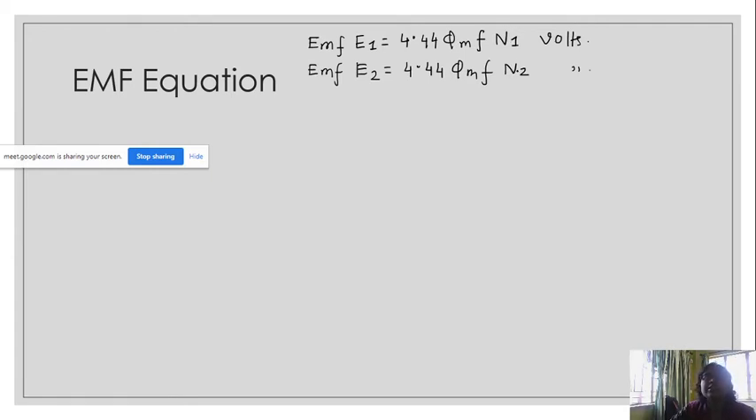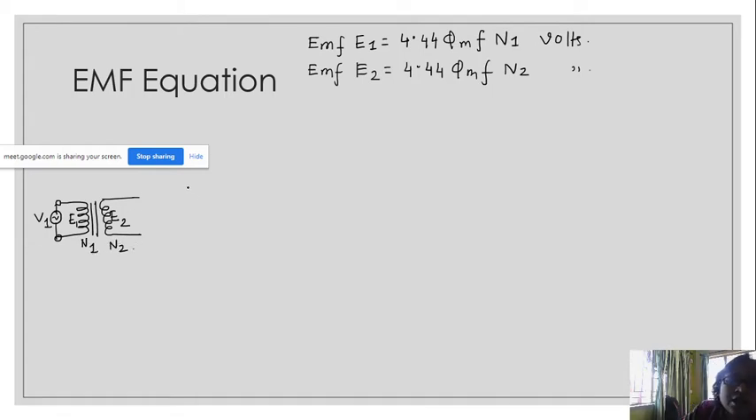When we draw a transformer symbolically, we draw this as the primary side. This is the voltage V1, and this is the induced EMF E1. These two parallel lines represent the core, and this is the secondary side, with the secondary induced EMF E2. In this way we draw a transformer. Now this is N1, this is N2.